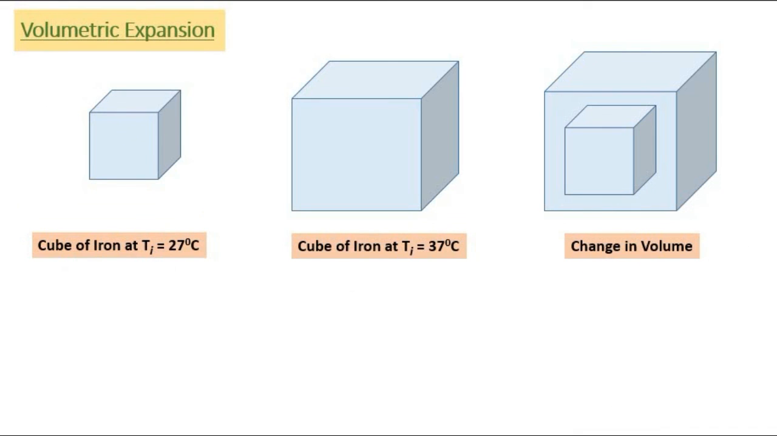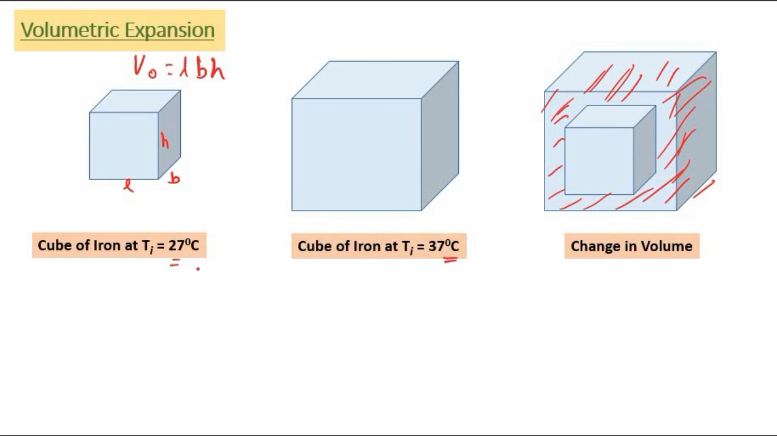Same is the case for volumetric expansion. So here we have a cube of length L, or we may assume a cuboid of length, breadth and height L, B, H. So the initial volume is equal to L into B into H, that is V0. At this temperature the volume has expanded. So this is the old volume, this is the new volume. The shaded part, I cannot shade it completely because I am working on a 2-dimensional screen and I have to show a 3-dimensional increase in the volume.